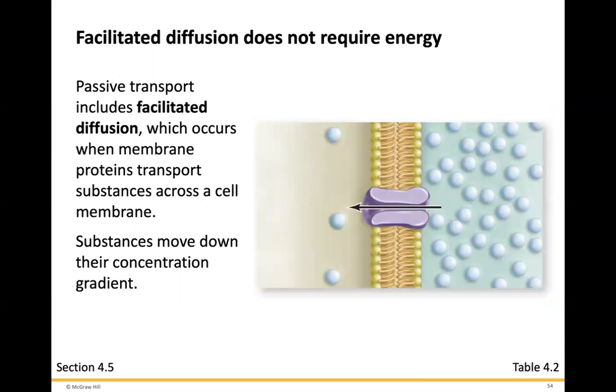Now, facilitated diffusion is a form of passive movement. Passive transport for facilitated diffusion will occur when membrane proteins transport substances across the membrane. In this case, the molecule is either too big to pass through the membrane, or it is polar and can't pass through the membrane. And you need to use a transport protein in order to accomplish that. Again, because this is passive transport, you're not using any energy.